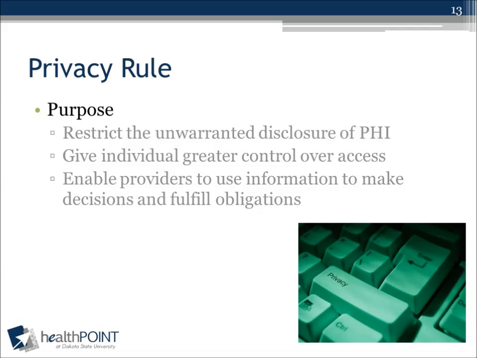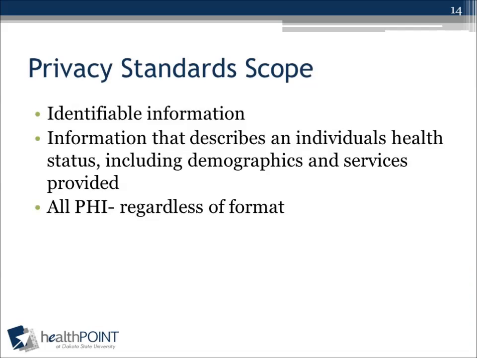I think there was a big misconception about what the privacy rule was supposed to do, but I would love for everyone to retrain and think that these are the true purposes, and not strictly to lock down information and no sharing. So the scope is identifiable information, information that describes any individual's health status, services that were provided, and their demographics. And again, the scope applies to all PHI regardless of format.